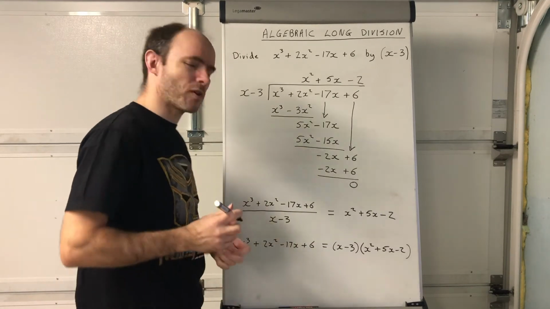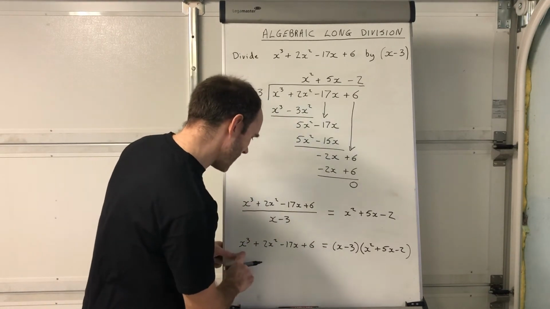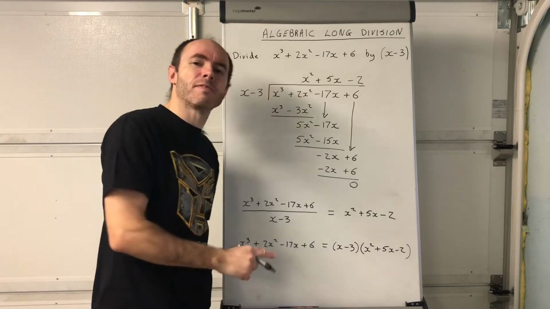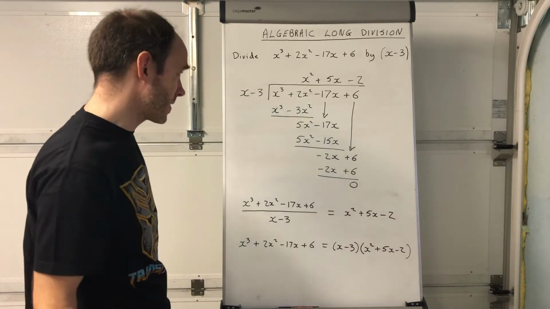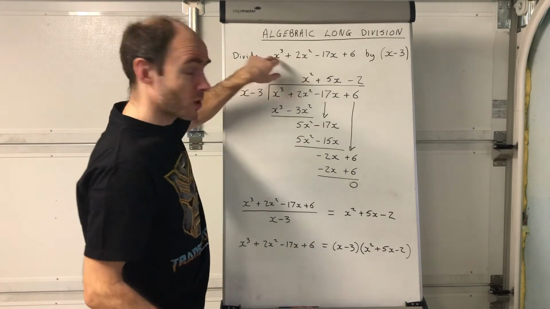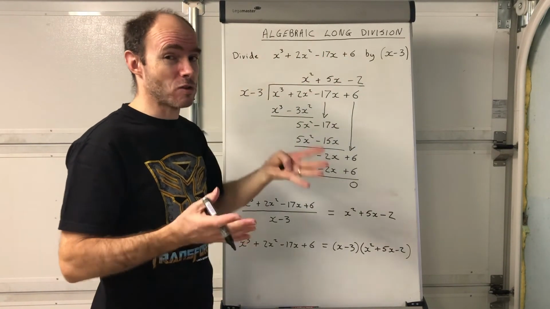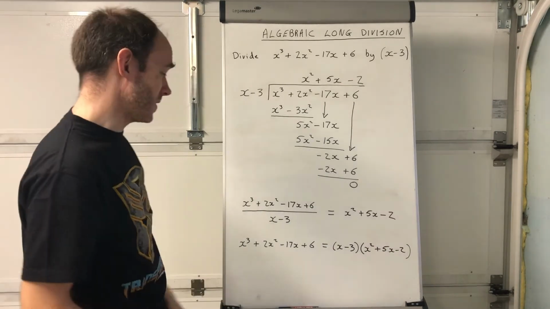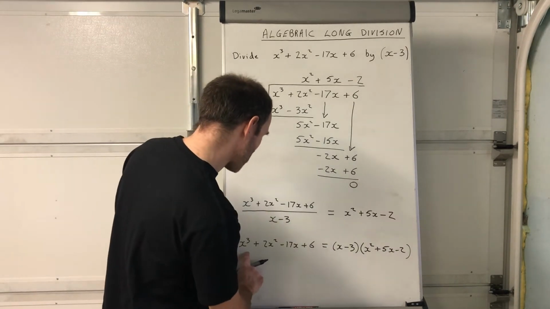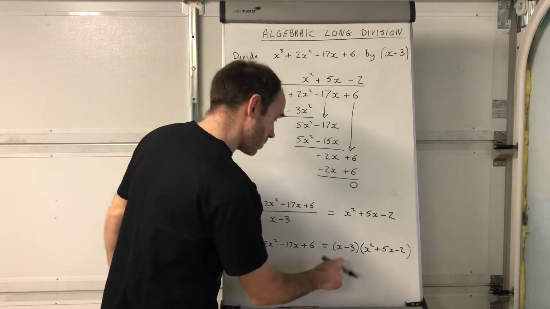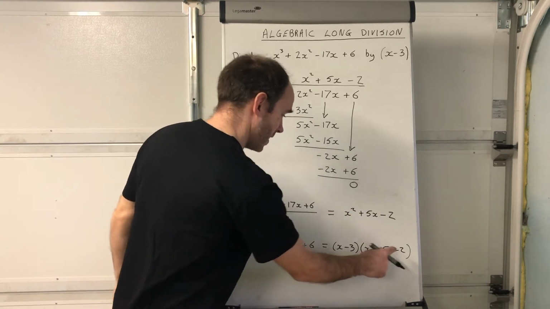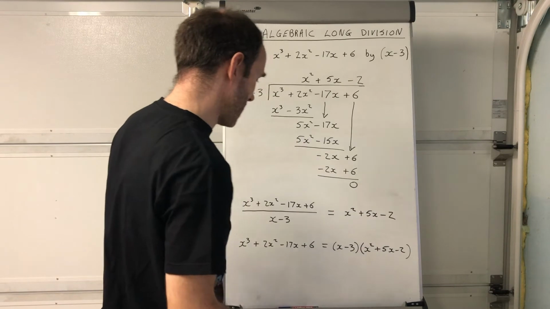Can you see what we've gone and done is we've shown how that cubic can be factorised. Which is what this question could also be about as well. As long as there's no remainders, it will factorise perfectly. So we've shown that x cubed plus 2x squared minus 17x plus 6 is factorisable with x minus 3 as one of the factors, and the other factor is x squared plus 5x minus 2.